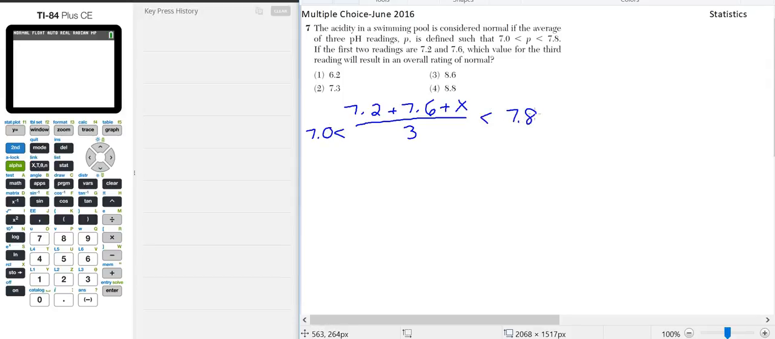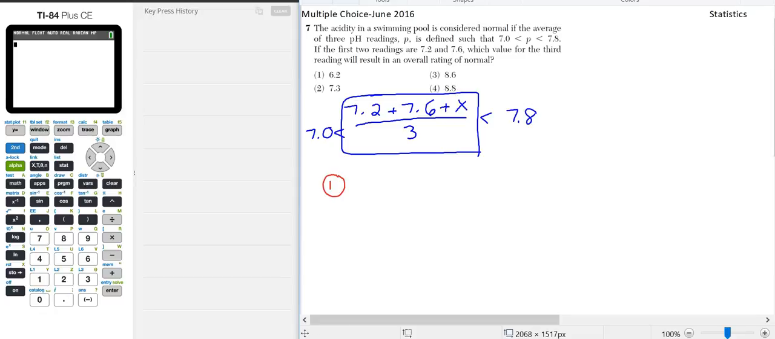The easiest way to solve this problem would probably be to just plug in the answer choices 1, 2, 3, and 4 for x and see which one gives us that this P, this whole thing represents P, is between 7 and 7.8. Let's start with choice 1.